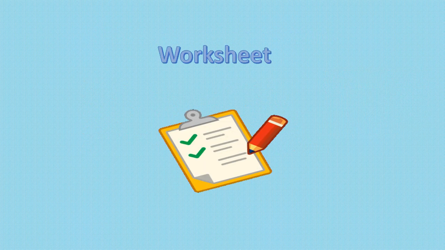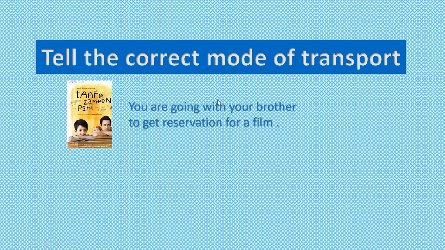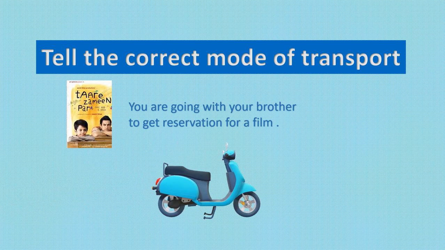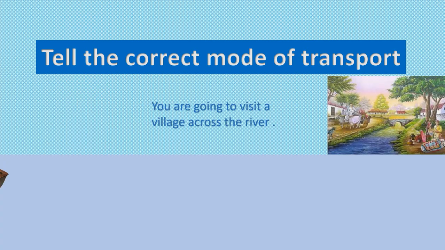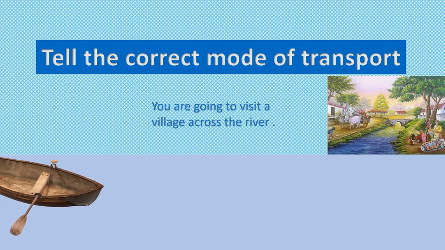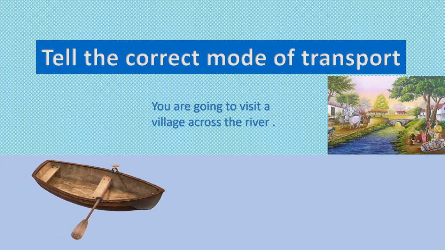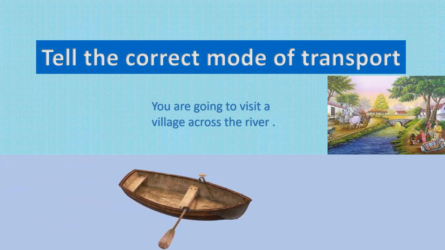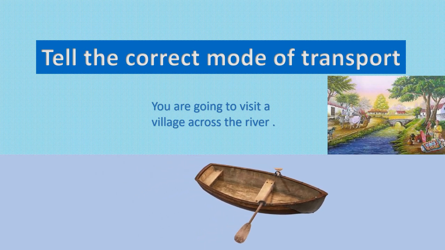Now the worksheet time. This is the last thing in this chapter. That's the worksheet. You have to tell the correct mode of transport. You are going with your brother to get reservation for a film. How will you go? Which mode will you use? You will use scooter. Now you have to tell if you're going to visit a village across the river. Then which mode of transport will you use? You will use a boat. See, it's sailing very slowly. You will use boat to go across the river.